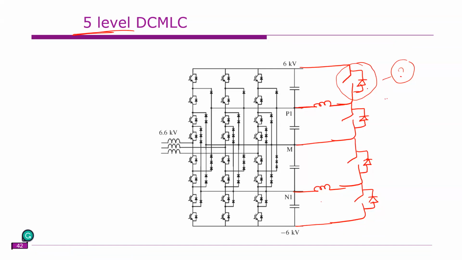If this device is on, what is the voltage it is supposed to block? How much voltage is it supposed to block? 6 kV. If this is off and this is on, what voltage is this device supposed to block? 6 kV. You're correct. So it is supposed to block this entire two voltages, agree?